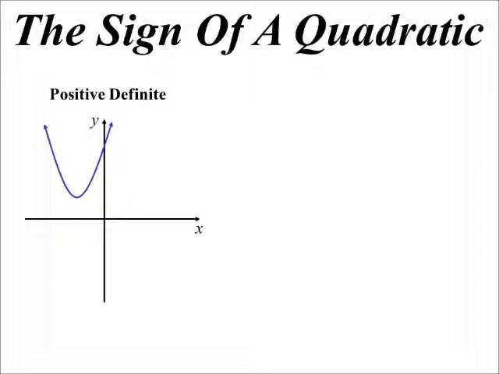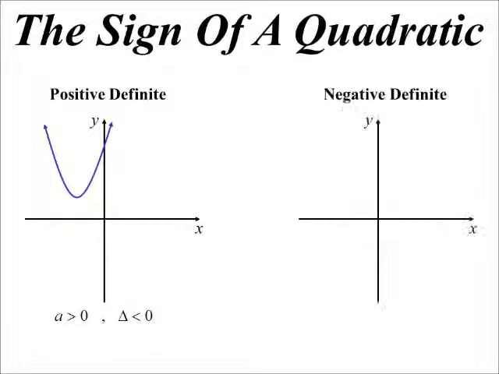So how do you tell if it's positive definite? Well, first of all, it needs to be concave up. Second of all, it can have no solutions, so no real roots. So the two things combined together tell us that that will always be positive definite.